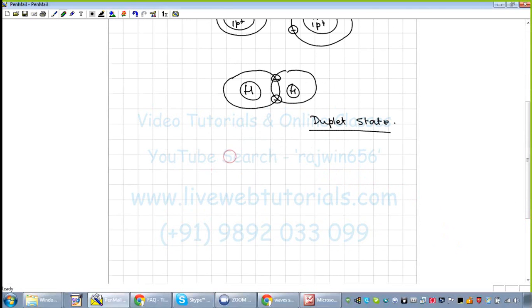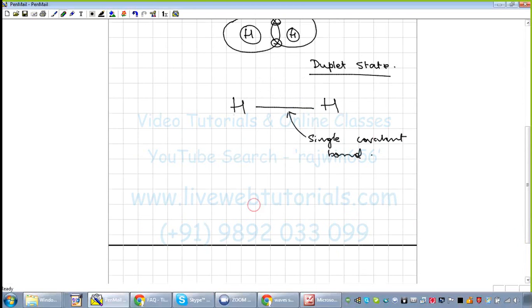Okay, now I can show the bond like this, H dash H. This dash represents a single covalent bond. Okay, in terms of electron dot structure also I can show. First I'm going to show this in the form of equation. This is one electron of the first hydrogen atom. This is the second electron of the second hydrogen atom after the bonding is taking place.